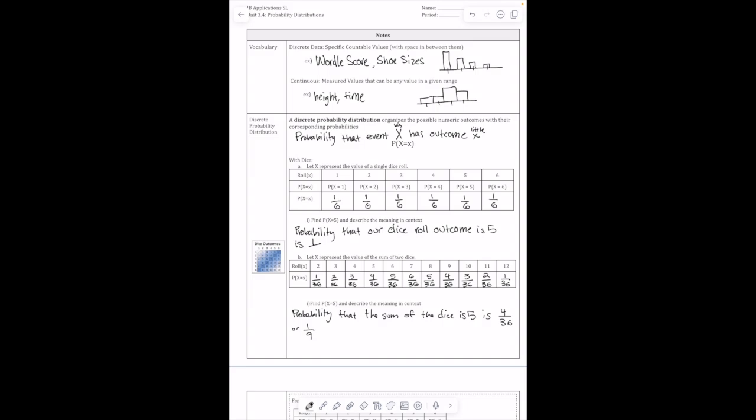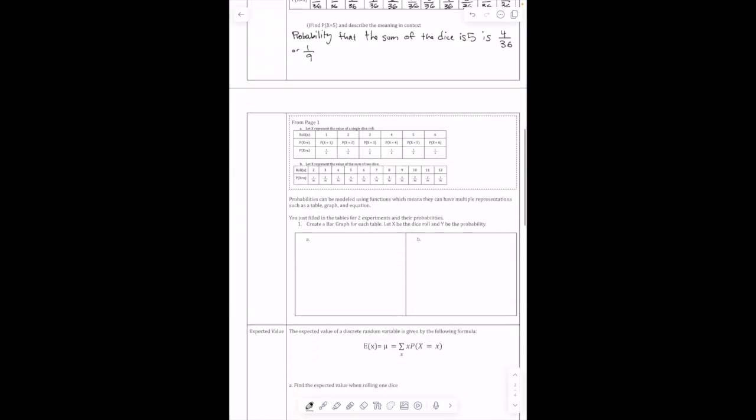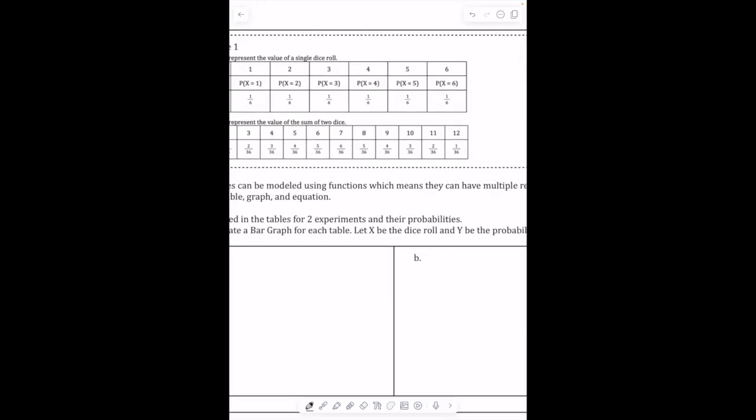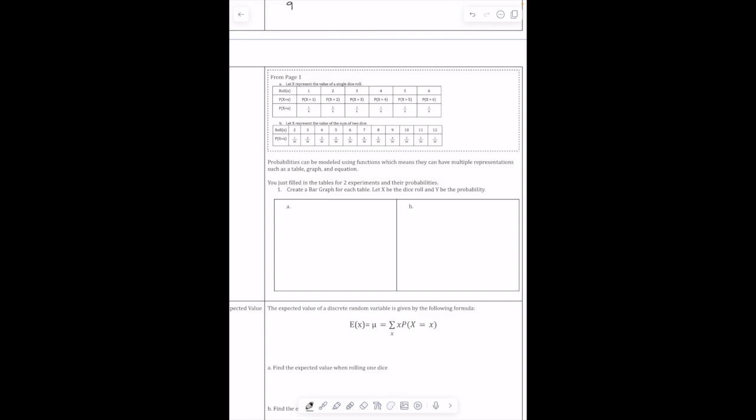All right, so those are probability distributions as a table. On this next page here, we're going to look at them on a graph. These tables are just copied for us so we can see them near our graphs. So it tells us probabilities can be modeled using functions, which means they can have multiple representations, such as a table, graph, and equation. So we already saw table. We're going to look at a graph here.